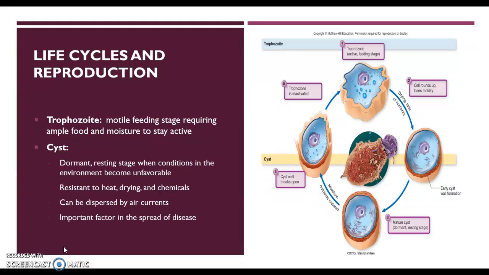So the cyst is very resistant to things like heat, to drying, harsh chemicals. It can be carried by the air or in water. And it is a really important factor in the spread of many diseases caused by protozoa.